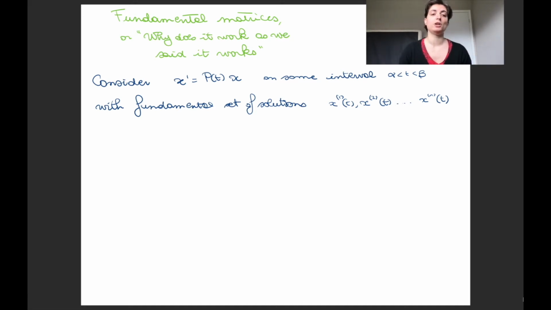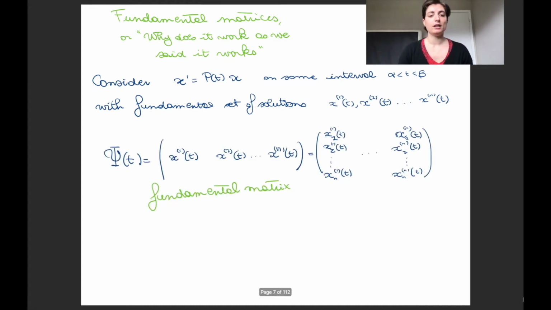In that interval, we have a fundamental set of solutions, that is x1, x2, up to xn. So we are in the case of P being an n by n matrix, x being an n-dimensional vector, and we have n different fundamental solutions. Then we create the fundamental matrix. So this matrix psi is just, we write all the elements in our fundamental set of solutions column by column, one after the other. So this is an n by n matrix depending on time.